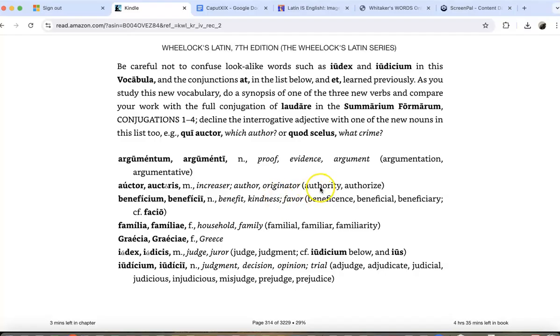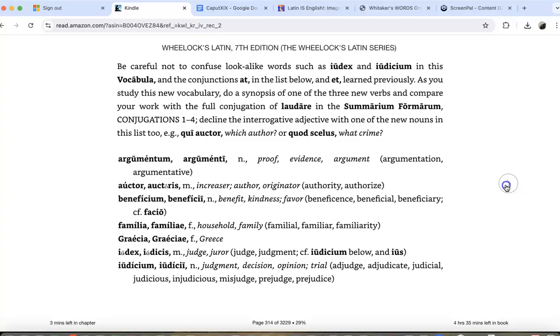And then also the words in parentheses, these are words in English that are derived from the Latin. We also need to learn those as part of vocabulary. And on the test, you may have a derivative or two that you will need to be able to identify in terms of definition and usage.